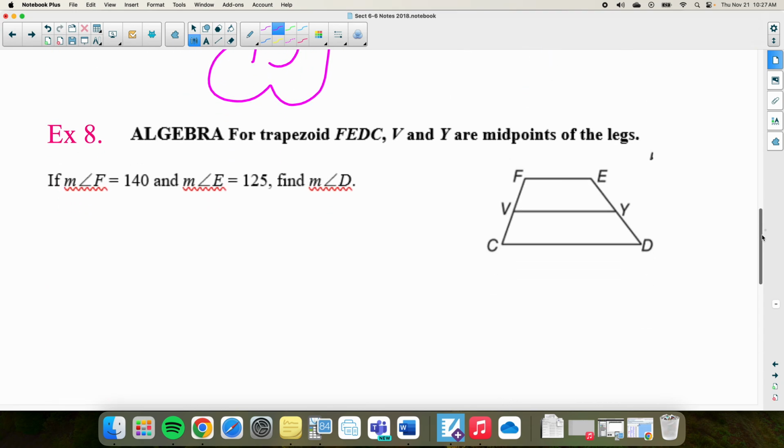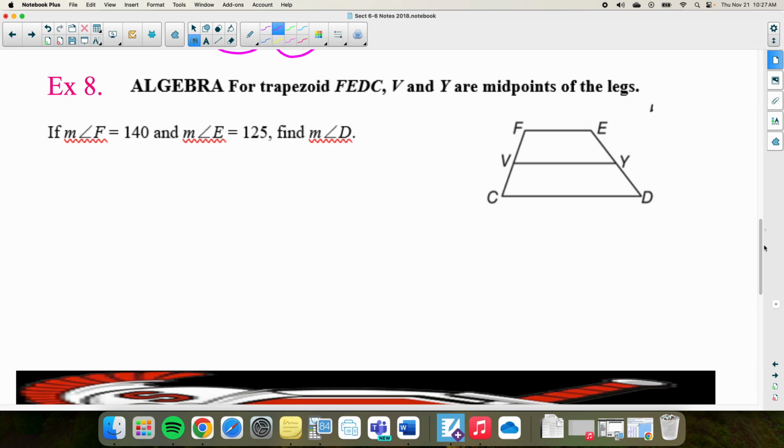All right. Now if I look at this one, this is just a regular trapezoid, and it says the measure of angle F is 140, and the measure of angle E is 125. And if it's not isosceles, these are gonna be different, so don't think that's wrong. And we want angle D. Do you remember what these two would be? Supplementary, right? So wouldn't X be 180 minus 125, which is 55.